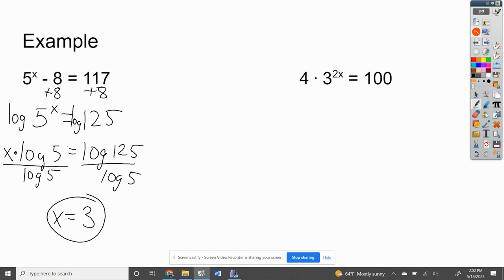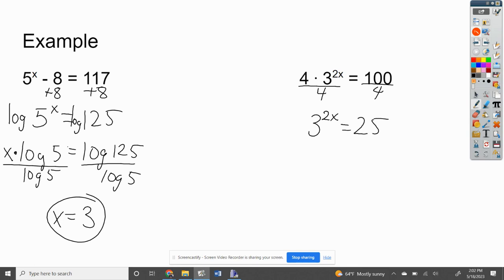All right, last one over here on the right side. We need to get everything away from where my variable is at. So I have 3 to the power of 2x. This 4 is hanging out front. Let's get rid of that first. So I have 3 to the power of 2x is equal to 25.